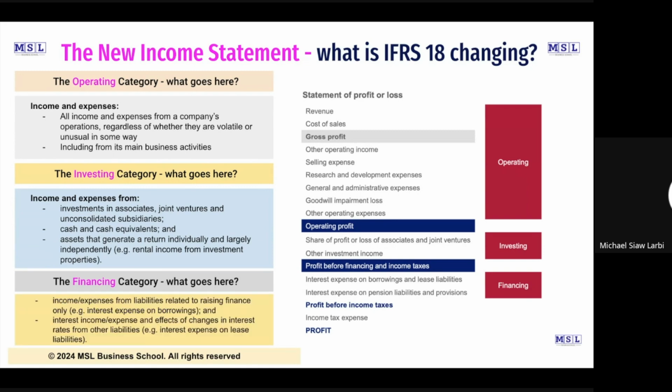Financing, what goes here? Income or expenses from your liabilities that relate to raising finance. For example, you go for a loan, the interest on the loan is financing expense, right? Or other elements that have effects on interest rate, other liabilities like a lease liability under IFRS 16. That lease liability is a financing expense, right? So you know the lease liability would have an interest or finance cost component. It clearly comes to financing category on the face of the income statement, right? So let's take note of this as well.